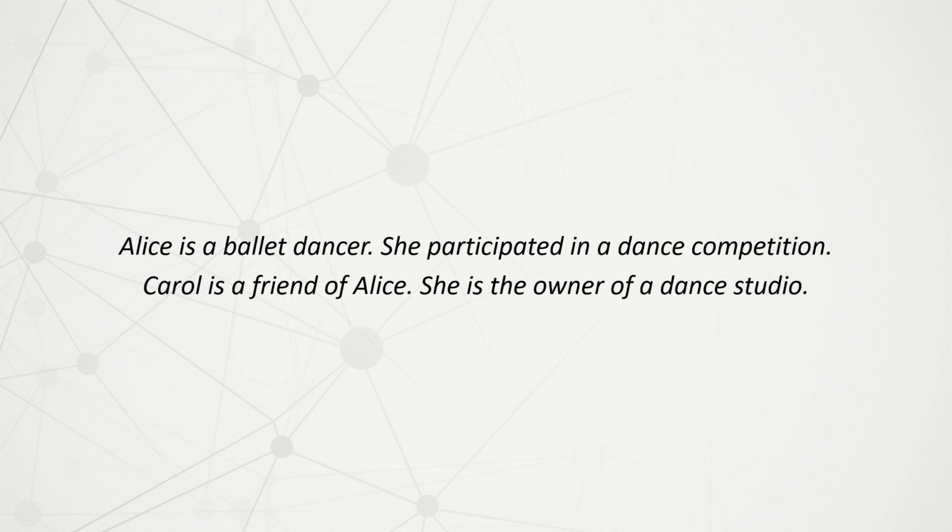Consider the following sentences. Alice is a ballet dancer. She participated in a dance competition. Carol is a friend of Alice. She is the owner of a dance studio. From here, we get the subject in red, object in green, and the relation underlined.